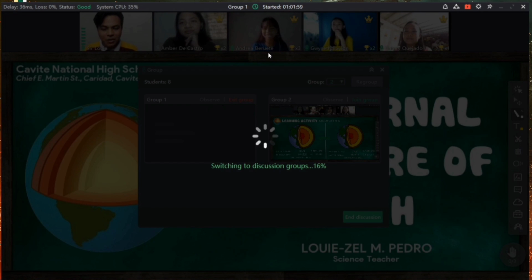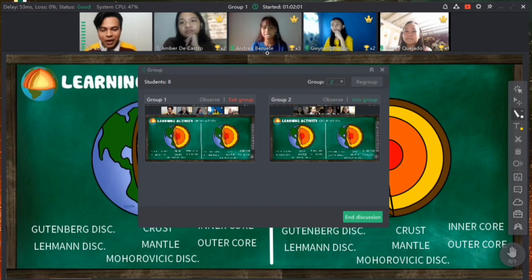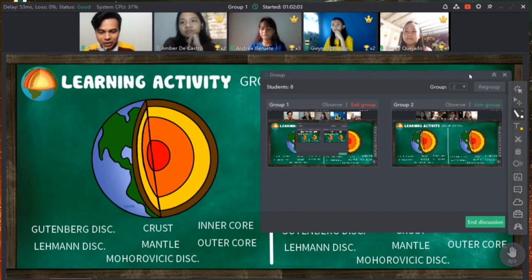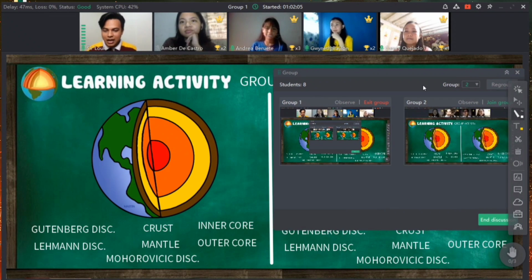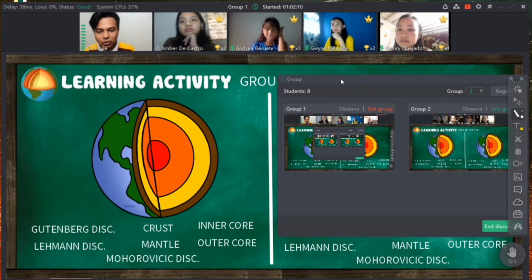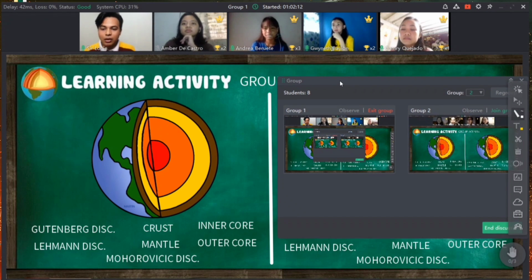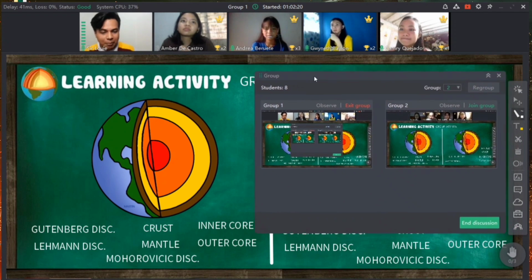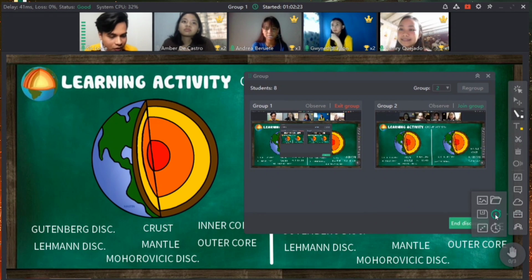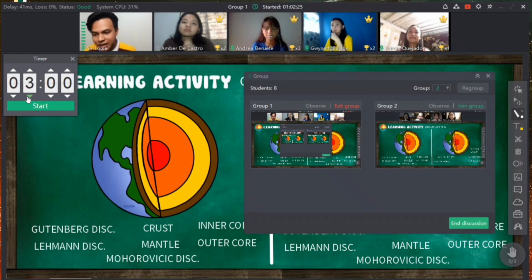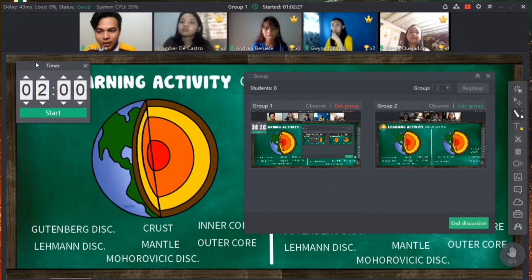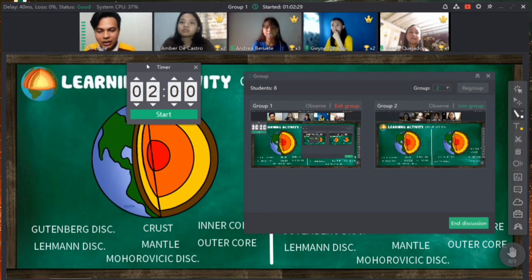Okay, so this one is group number 1. You will be working on the left side of the screen. I just want you to arrange the words and put a line to pinpoint the corresponding layer of the Earth's interior. That is for group number 1. I will be giving you 2 minutes. I think 2 minutes is enough for this activity.